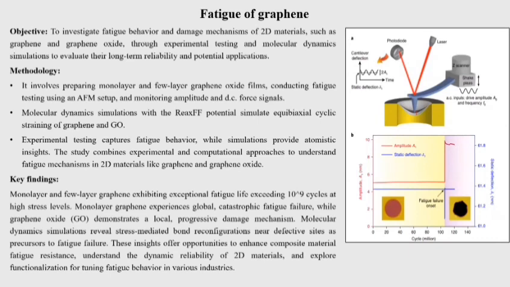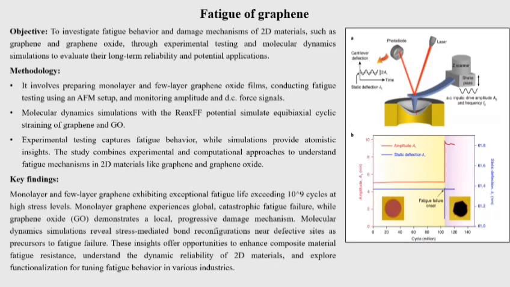Experimental testing captures fatigue behavior while simulation provides the insights. The study combines the experimental and computational approach to understand fatigue mechanism in 2D materials. The key findings are that monolayer graphene experiences global catastrophic fatigue failure, while graphene oxide demonstrates a local progressive damage mechanism. Molecular dynamics reveals stress concentration near defective sites leading to fatigue failure.